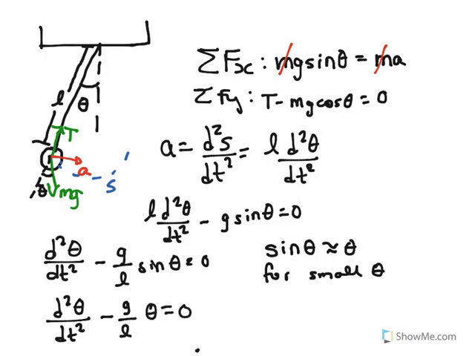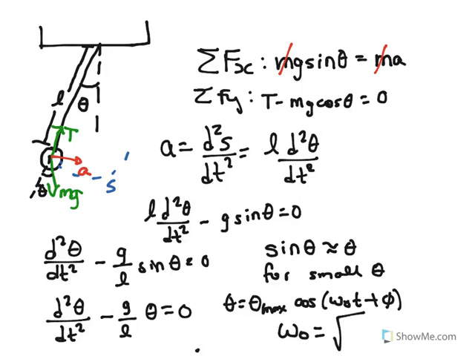This will lead, of course, to the expression that theta is going to be equal to the maximum theta, or the amplitude, times cosine of omega 0 t plus the phase phi, and so omega 0 for the pendulum is going to be equal to the square root of g over L.